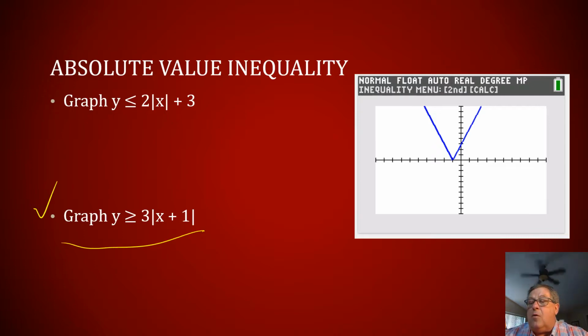Now, in this second inequality, I see that I'm going to have two transformations. One, this 3 is going to create a dilation, just to review transformations for just a moment, and it's going to stretch this graph vertically. And it's got a translation, and this +1 is going to move this graph 1 unit to the left. And we see that that is so by what we're looking at.